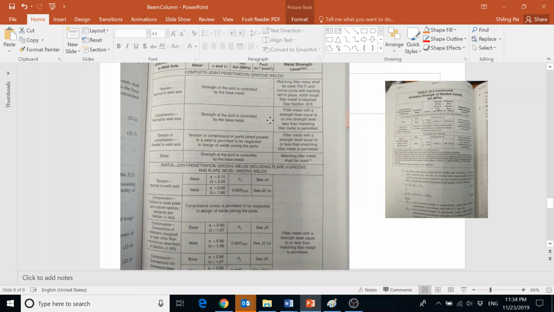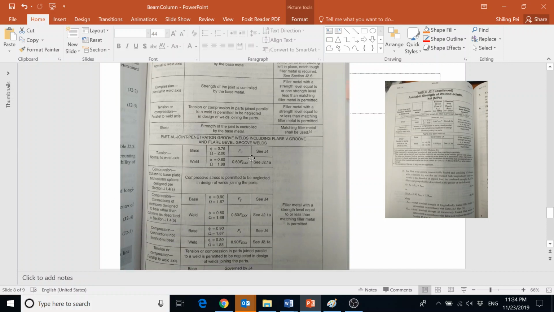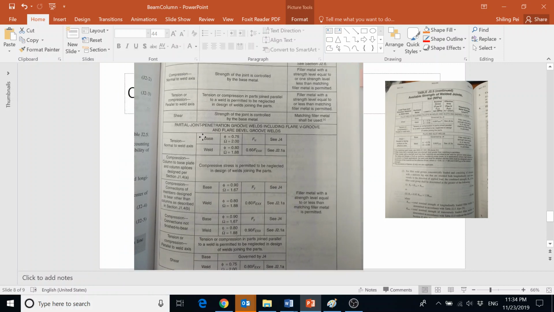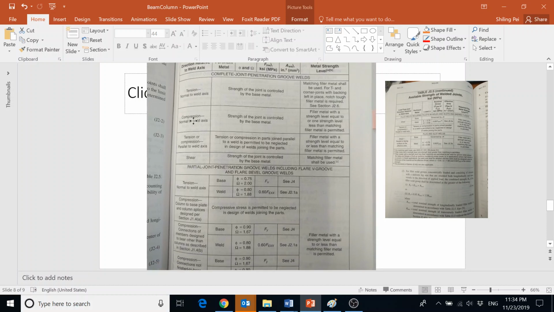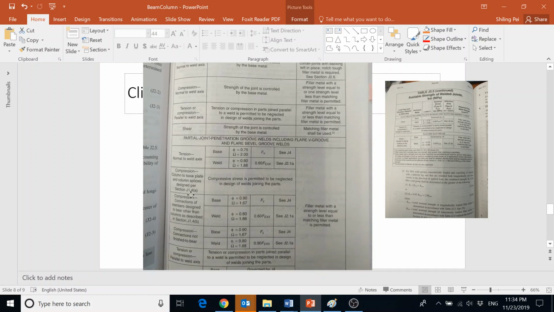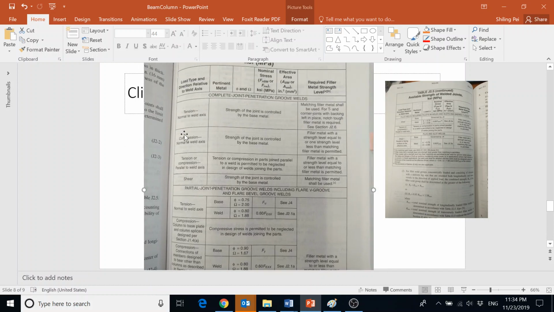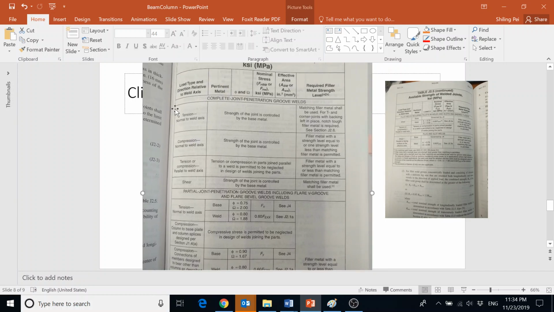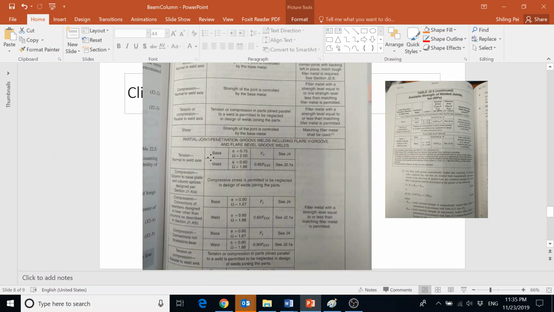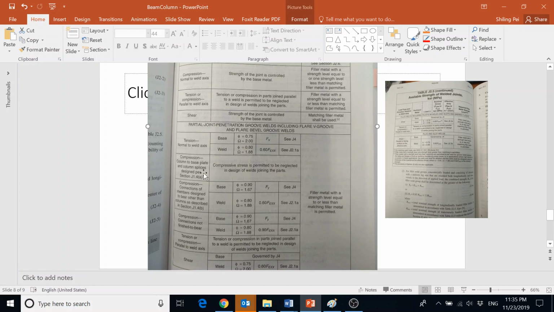Okay. Then partial joint penetration. We'll use this as an example. You can see the first column is what kind of load type, and then direction relative to weld axis. You're like, what does that mean? Load type, you can have tension, compression, or shear, right? Then relative to the weld axis, you can think of the weld as a line. That line is the axis of the weld. Like tension normal to weld axis, right?